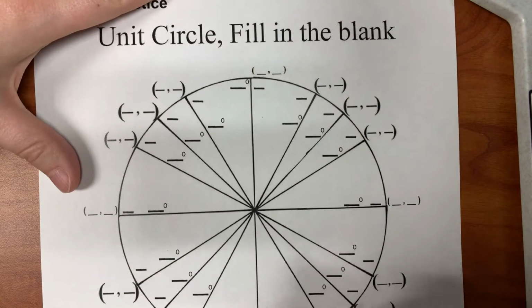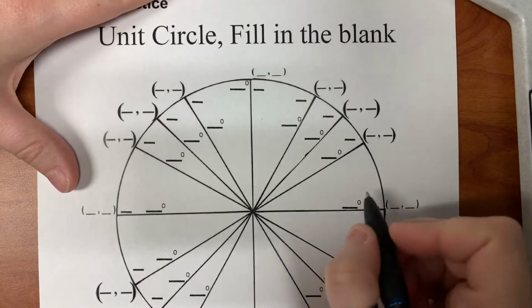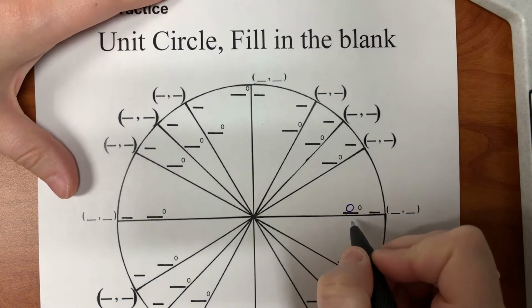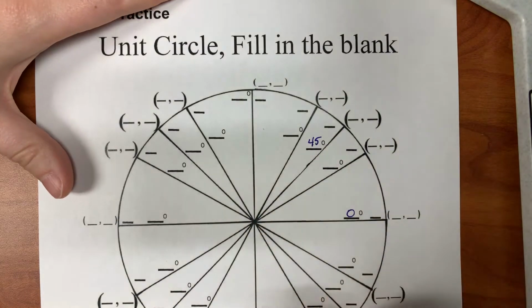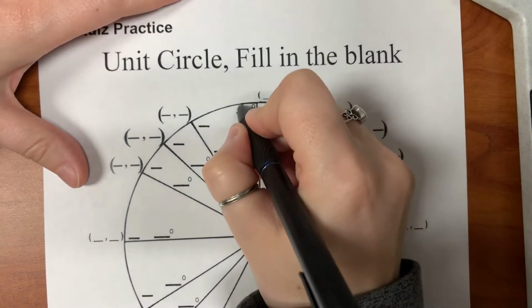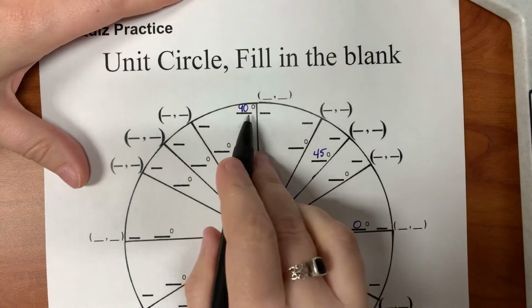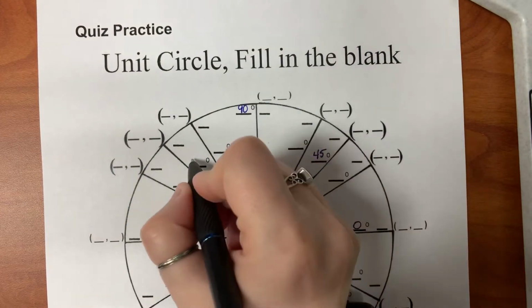Okay, so unit circle, filling it in. I'm going to start with my degrees. This is 0 degrees. This would be 45, so I'm going to skip these two for a minute. I'm going to do my 45s first. This would be 90. 90 plus 45 is 135.